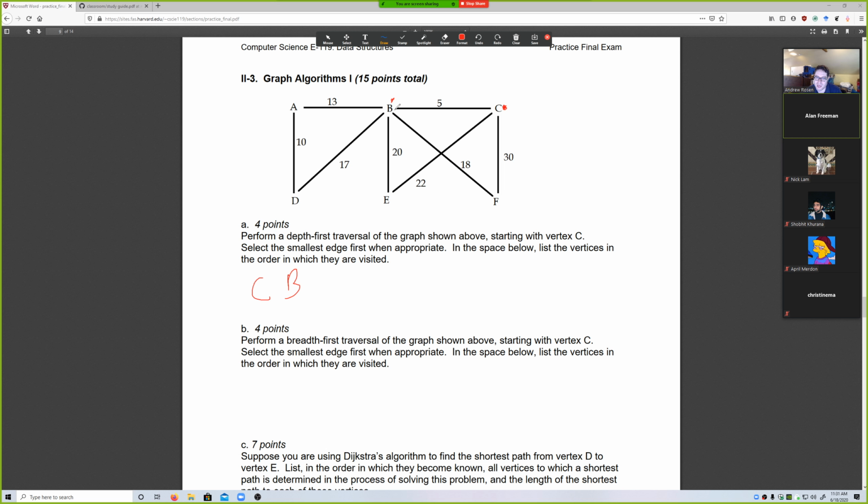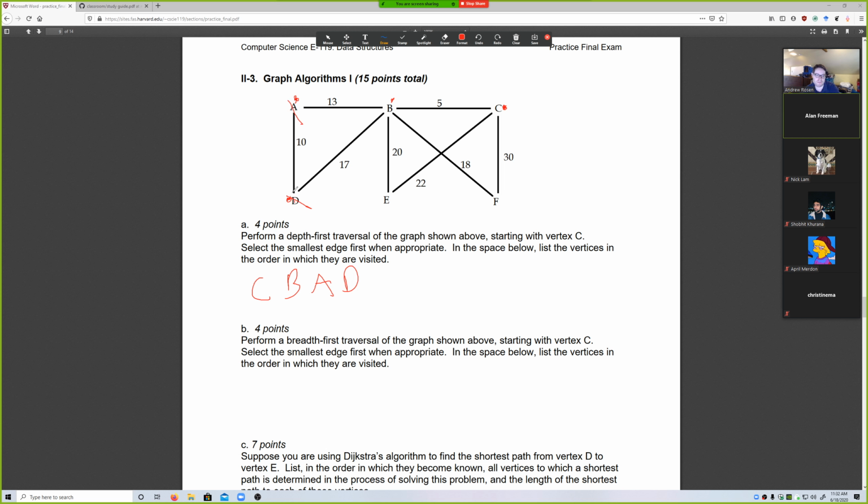Now we're currently at B, and with depth first search, we continue going with B because we're trying to go as deep as possible. We have 5 places to go. We're going to ignore one of them even though it's the smallest edge because we've just been there. So we have 18, 20, 17, 13. 13 is the smallest, so we travel along that edge to A. A has 2 edges, only one of which is relevant. D. And so then we're going to pop off.